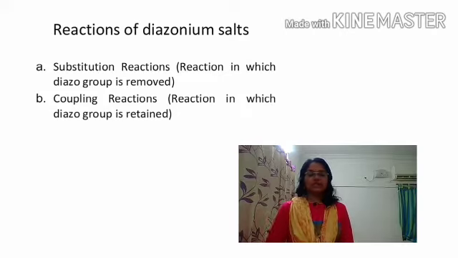Next, we can discuss the chemical reactions of diazonium salt. The reactions given by the diazonium salt are classified into two categories. The first category is the substitution reaction. In this reaction, the diazo group, that is the N2 group, is removed and another group is substituted. Another type of reaction is the coupling reaction. In this reaction, the diazo group, that is the N2 group, is retained.